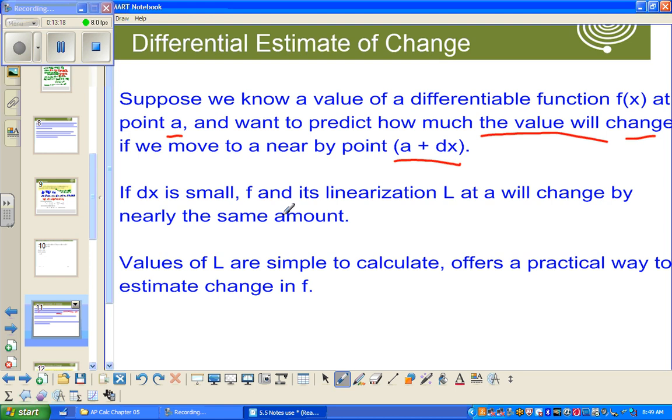Well, if dx is small, f and its linearization L at that point a will change by nearly the same amount. So what that's saying is we can use that linearization we talked about at the beginning to find that change. So the values of L are simple to calculate. That's why we do this. The values of L are simple to calculate. It's just a linear function, and offers us a practical way to estimate changes in f without having to go through a lot of work.